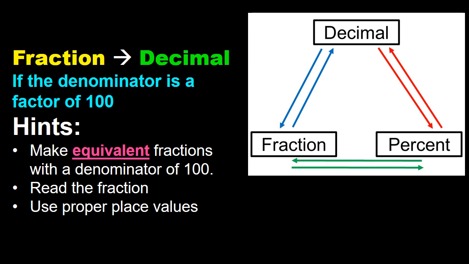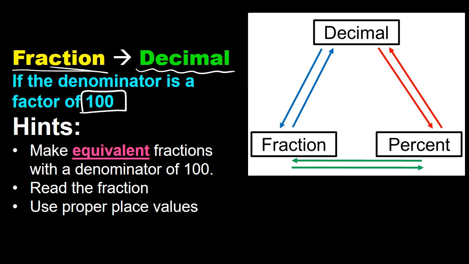In this edition of Mr. Peterson Presents, we're talking about how to go from a fraction to a decimal. And so there's two different types of strategies here. The first strategy is that if we recognize that the denominator is a factor of 100, you can reference the factor chart that you made.